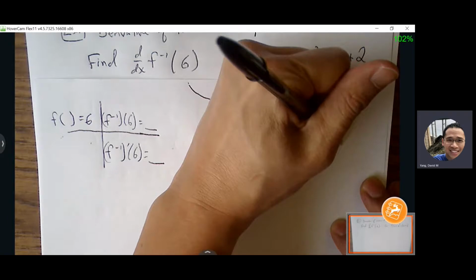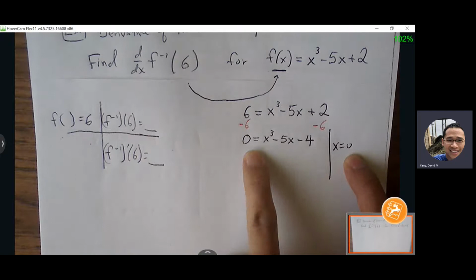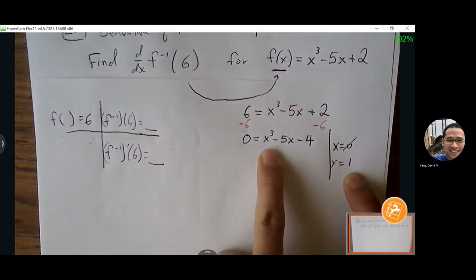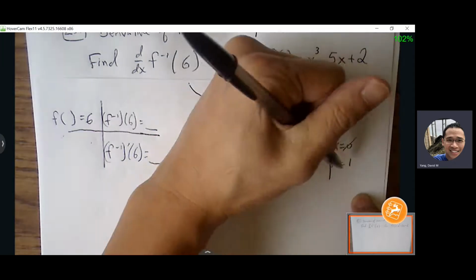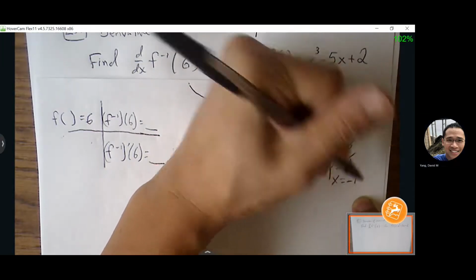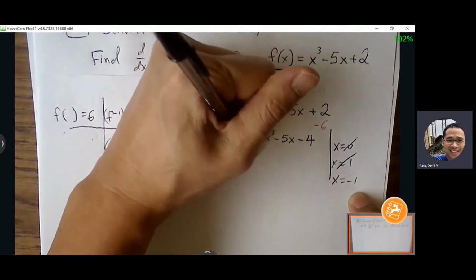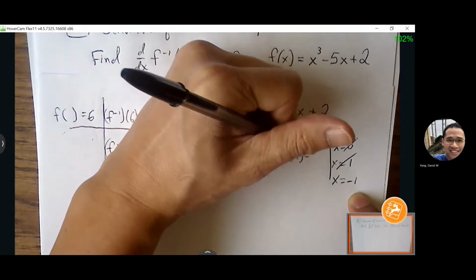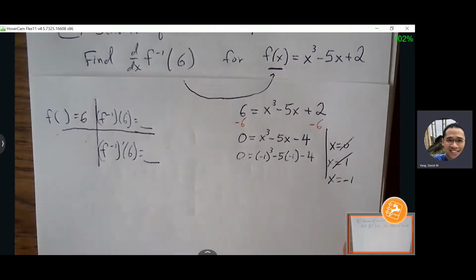So if x is equal to 0, is that going to work? 0 minus 0 minus 4, is that equal to 0? Not going to work. Okay, so let's test 1. 1 minus 5 minus 4. Will that work? Negative 4 minus 4 doesn't work, right? How about negative 1? Negative 1 plus 5 is 4. 4 minus 4 is 0. Yes, this works.